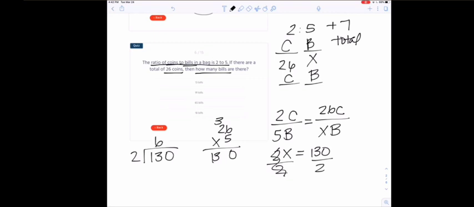2 goes into 13, 6 times. 2 times 6 is 12. 13 minus 12 is 1. 2 goes into 10 5 times. 2 times 5 is 10. 10 minus 10 is 0. There's nothing else to bring down. So x equals 65 bills.